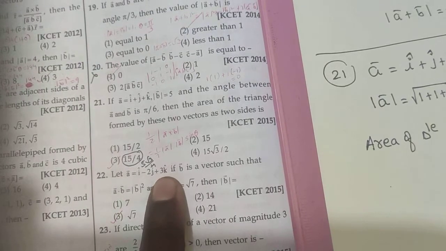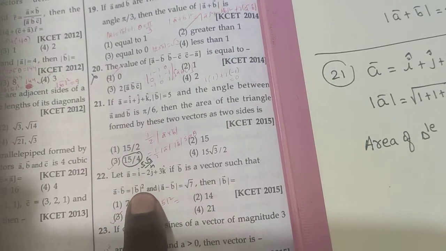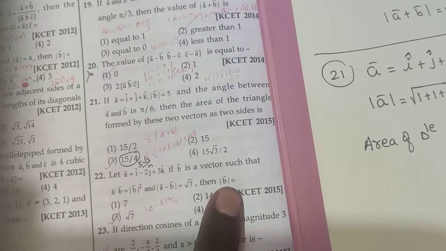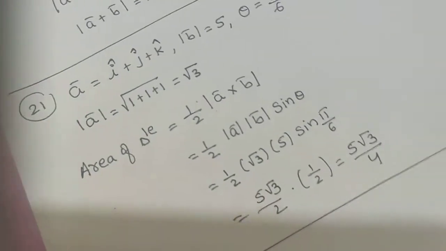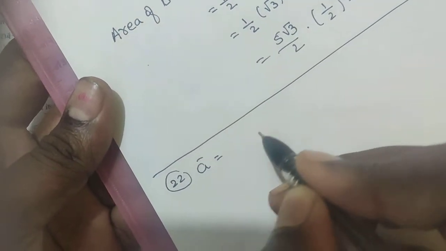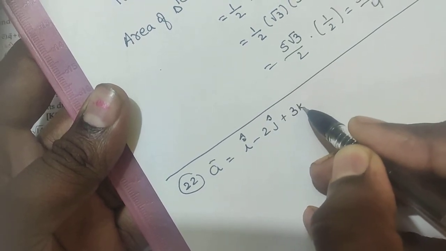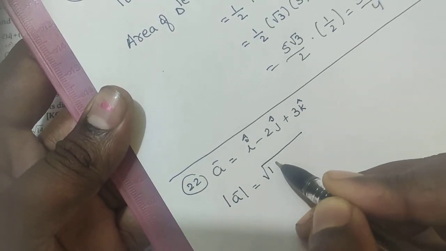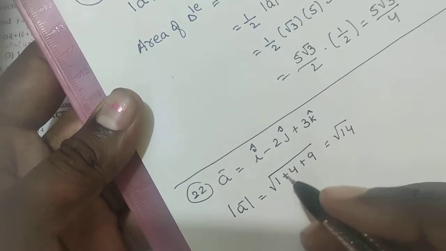Listen, A bar is given and B bar is a vector such that A bar dot B bar equals mod B bar square and modulus of A bar minus B bar equals root 7. Then find the value of mod B bar. So first of all, A bar is given as I minus 2j plus 3k. So first of all, I am finding the magnitude of this vector. 1 square is 1, minus 2 square is 4, 3 square is 9. Then this value will be root 14.